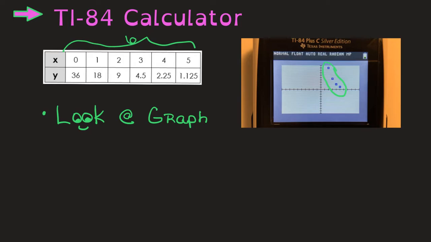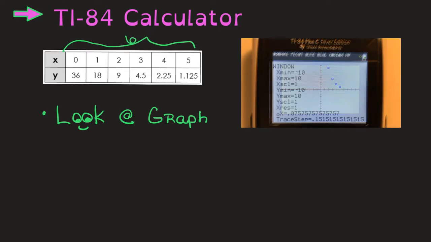So let's go fix this so we can see as much as we can. We know that we need to look at our X values that go from 0 to 5, and then our Y values go from 0 all the way up to 36. So let's go fix our calculator. To do that, you're going to click on the Window button right below your screen. So here you can see what your window is set at currently.